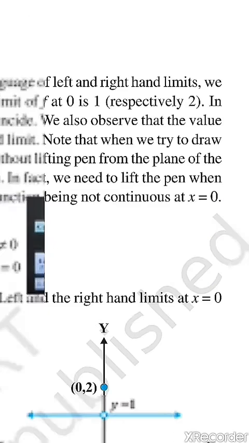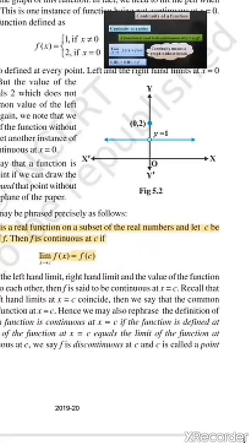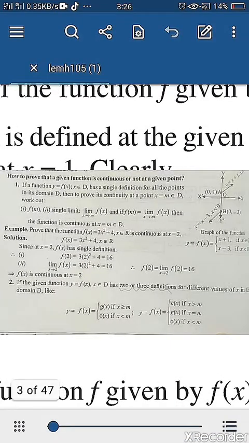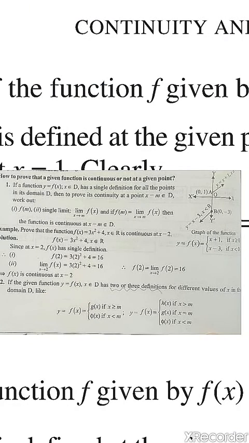If there are two or more functions, let me take an example here. Second point: if the given function y equals f of x has 2 or 3 definitions for different values of x, see here, x is greater than or equal to m, x is less than m. So at m, this function is dividing. There are two functions: for x greater than m, that is g of x, and for x less than m, that is phi of x. So this is when the function has 2 or more definitions.